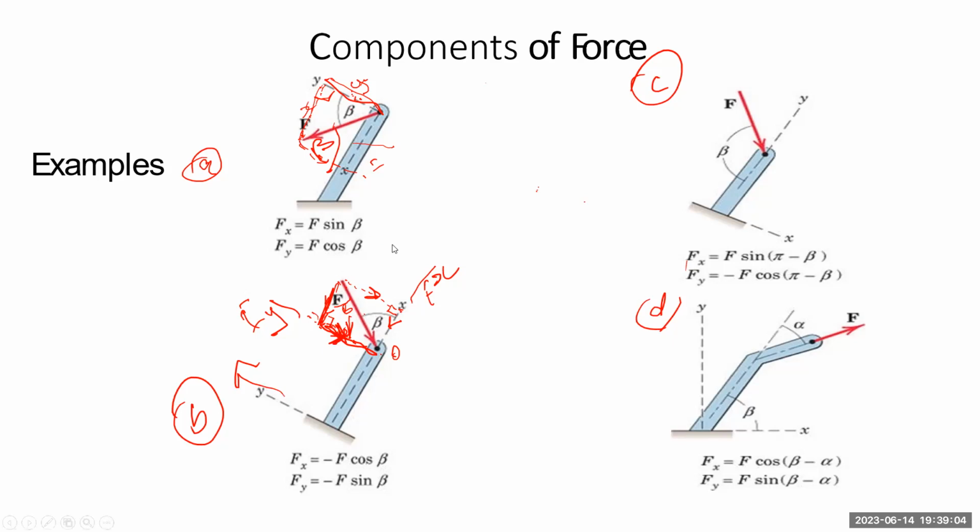And what about the fx now? Yeah, for fx. All right, in regards to beta, the side that we are looking for now would be adjacent. So that is adjacent over hypotenuse. That would be cos. So it would be negative f cos beta for the fx. For the force, why negative? Again.